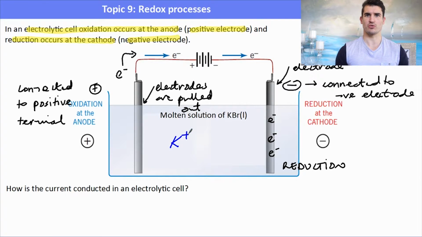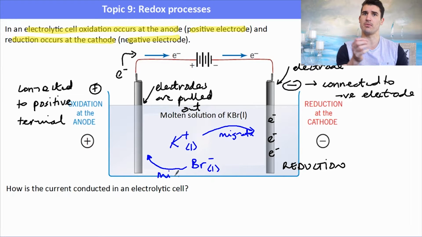Now, in our solution, we have a molten solution, and molten just means that there is no water around. So here we have a molten solution of KBr, potassium bromide. So that means we have potassium ions and bromide ions. Now, what's going to happen here is those ions are going to be attracted to the oppositely charged electrode. So the potassium is going to migrate towards the negative electrode, and the bromide is going to migrate towards the positively charged electrode. So what's going to happen?